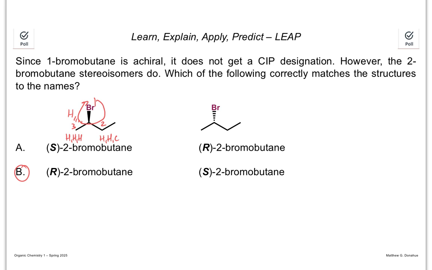And now the structure on the right has to be the S. But let me just show you, the highest priority group is going back. So the lowest priority group is coming towards you. So watch what happens when you assign priority. You still get 1, 2, and 3. See how it still looks like it's clockwise, but since that lowest priority group is towards you, even though you determine it initially to be R, you have to flip it around so it's S.